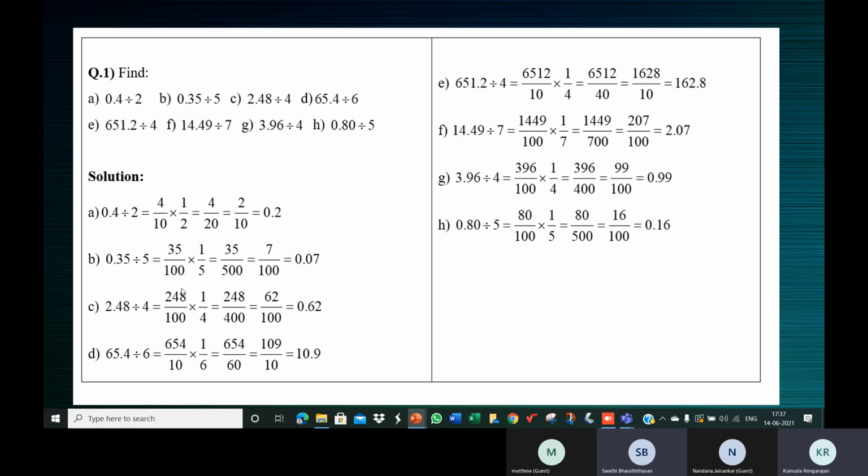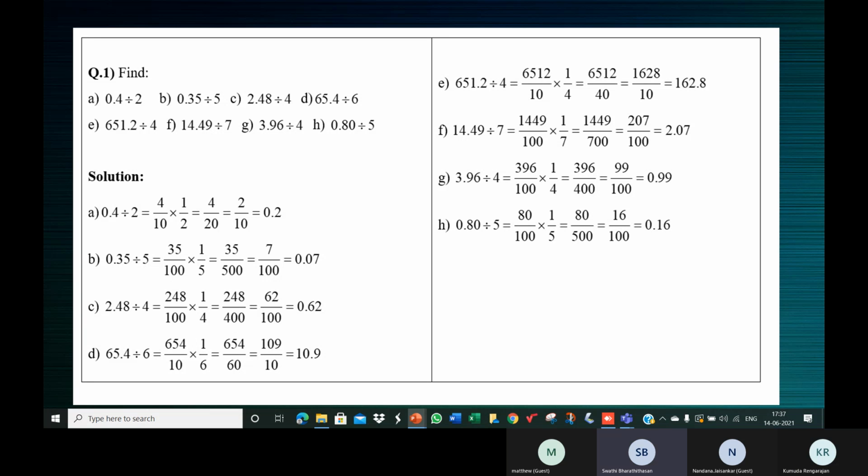Okay. Can someone explain the C subdivision C? Ma'am, shall I explain? Yeah, 2.48 divided by 4. Yeah, tell me. Yes, ma'am.